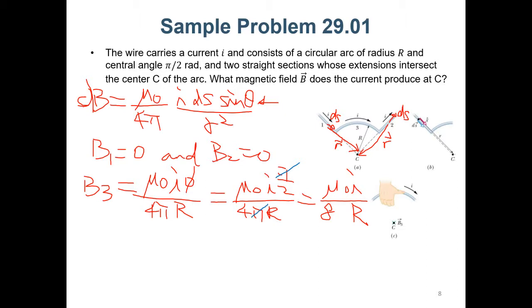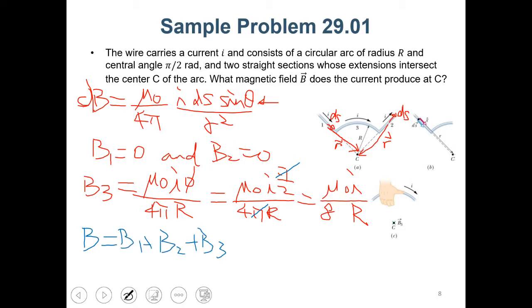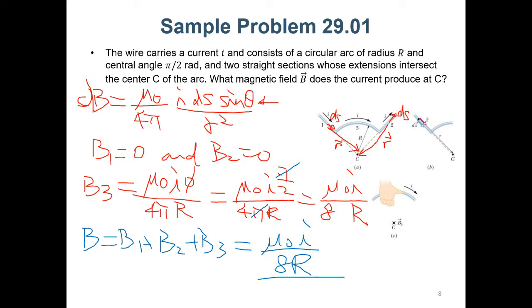So finally, we can write the total magnetic field generated by the whole wire as B1 plus B2 plus B3, which is nothing but mu0 I over 8R. So this is pretty easy.